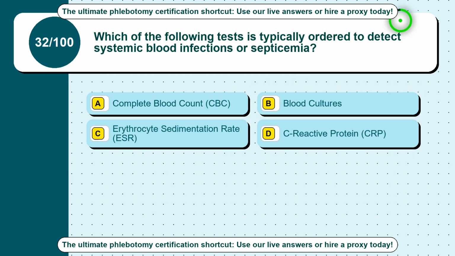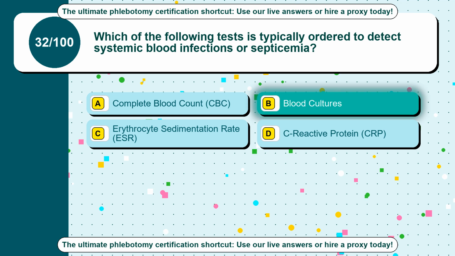Question 32. Which of the following tests is typically ordered to detect systemic blood infections or septicemia? Option A, complete blood count, CBC. Option B, blood cultures. Option C, erythrocyte sedimentation rate, ESR. Option D, C-reactive protein, CRP. The correct answer is option B, blood cultures.